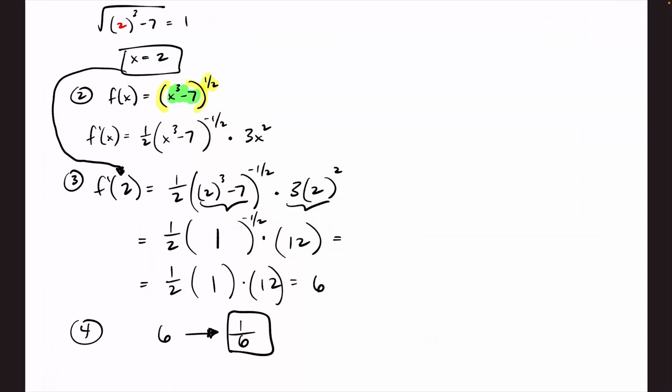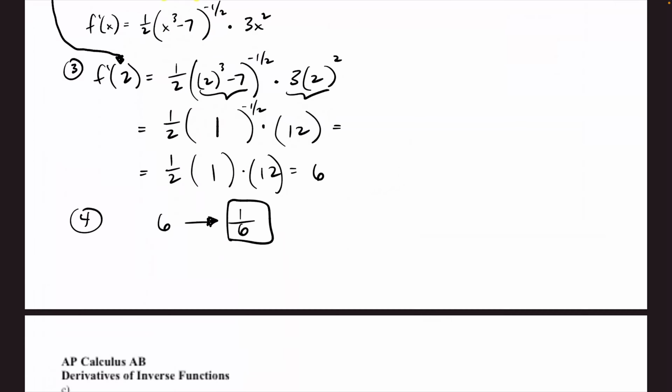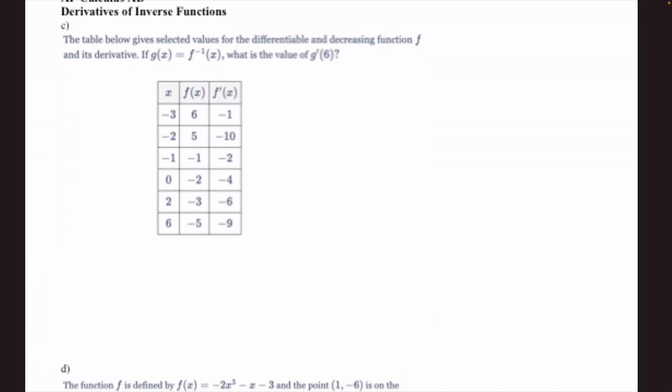All right, so here we go. Let's try this one. Wait, that's the other one, right? 1 over the derivative of the inverse. Okay, so yeah, let's go to the table next. See, this is the table.